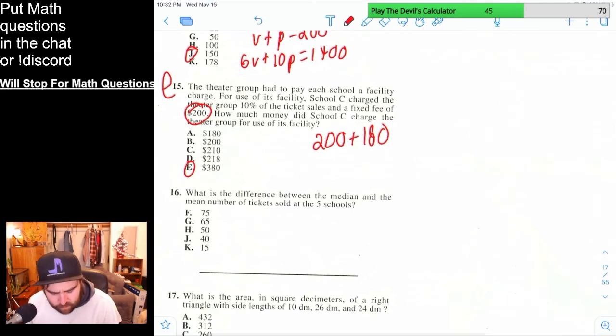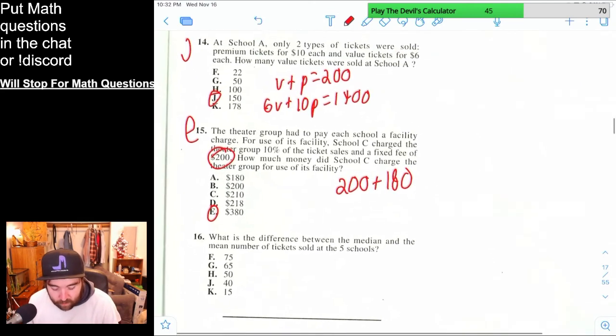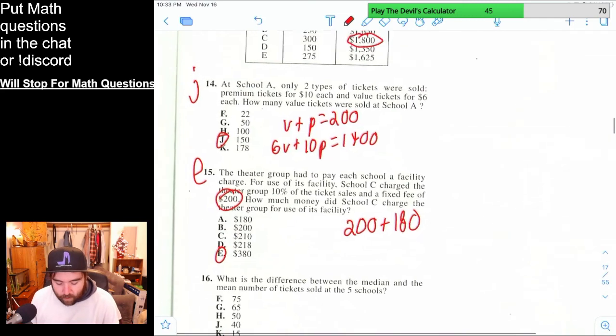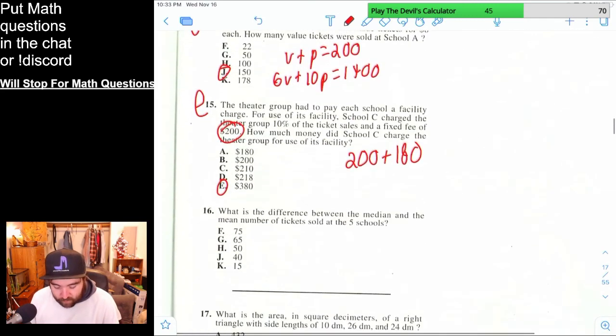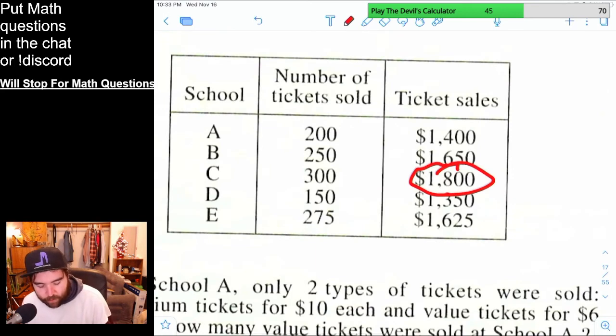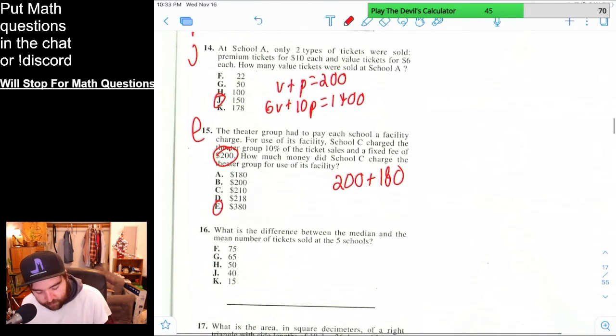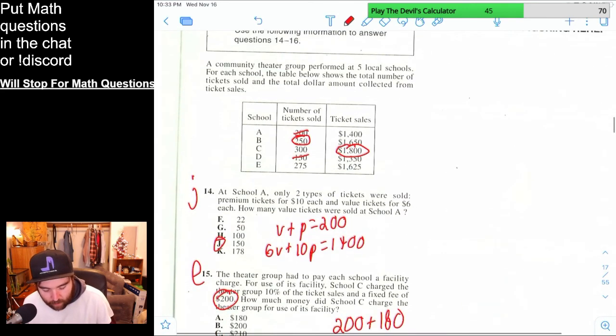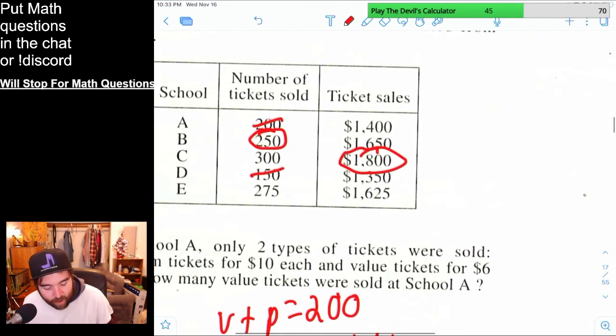So what is the difference between the median and the mean number of tickets sold at the 5 schools? Okay. So what are we talking about? Number of tickets? Yeah. So the median is the middle. So I would just look for the third highest. So that's the lowest. That's the second lowest. So the third highest is 250. So 250 is the median. And the mean is add them all up and divide.